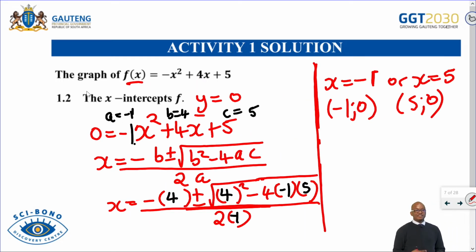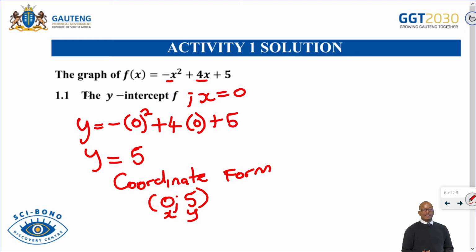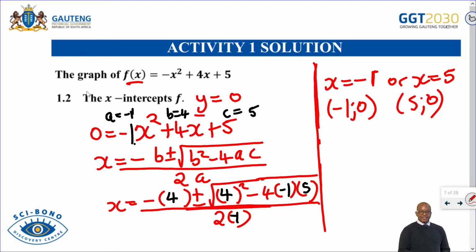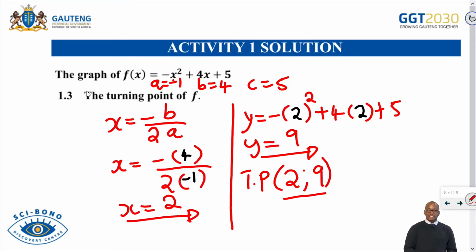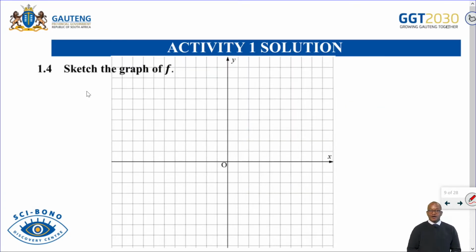Remember, now we have determined everything that we need to sketch the graph. First, we calculated the y-intercept where x is equal to 0, and y was 5. The coordinate of the y-intercept was (0, 5). We also determined the x-intercepts where y is equal to 0, and the coordinates were (-1, 0) and (5, 0). And then we calculated the turning point, which was (2, 9). And now we have to sketch our graph.